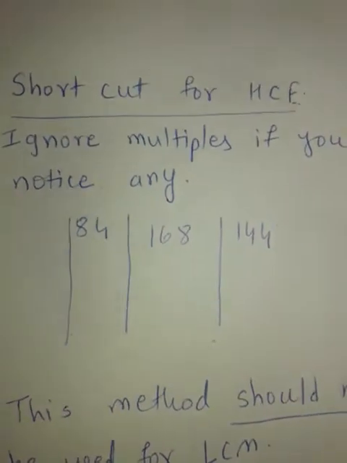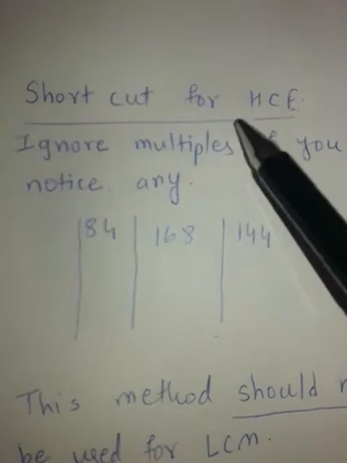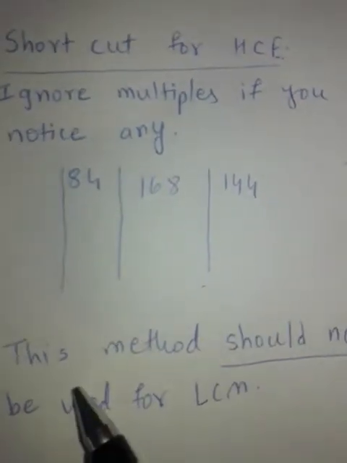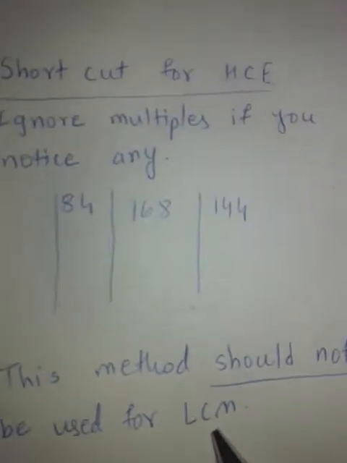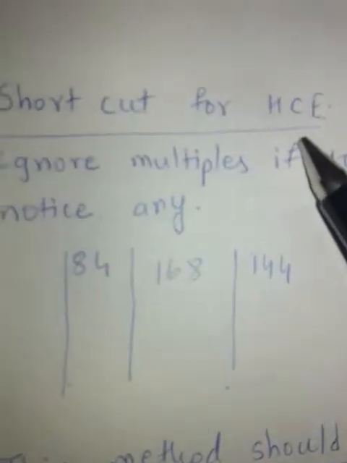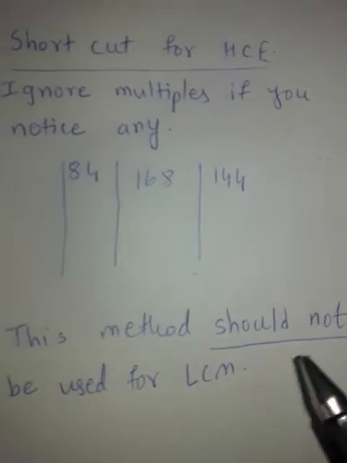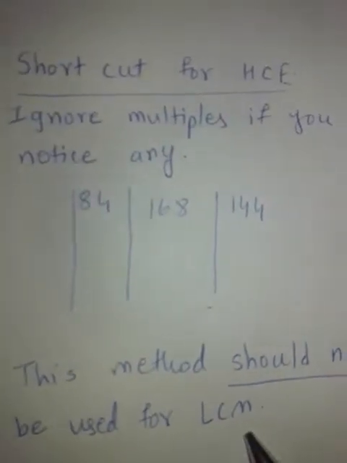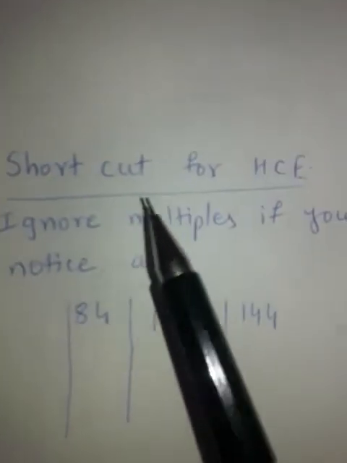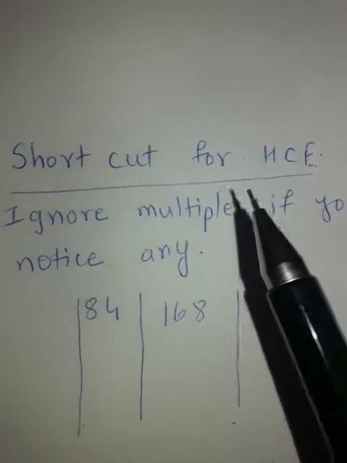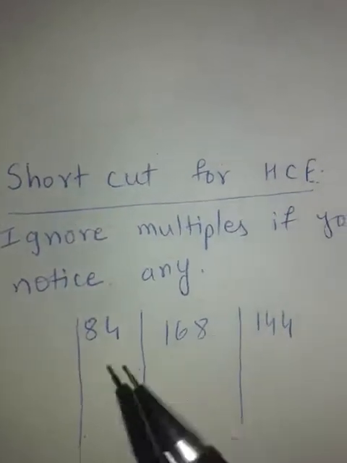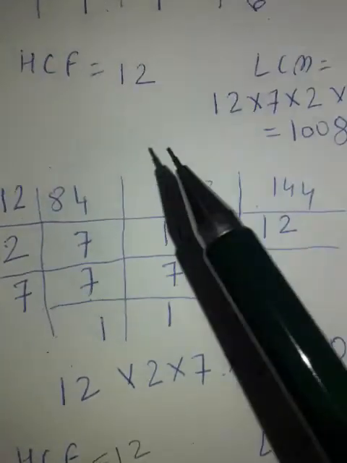Now I am going to suggest one more shortcut for HCF. But remember, whatever we are now going to see shouldn't be used for finding LCM. This is a shortcut for HCF. This method should not be used for LCM. Are you getting it? Let us see what that shortcut is. Shortcut for HCF: ignore multiples if you notice any. Again I am taking the same example, the earlier one which we saw here.